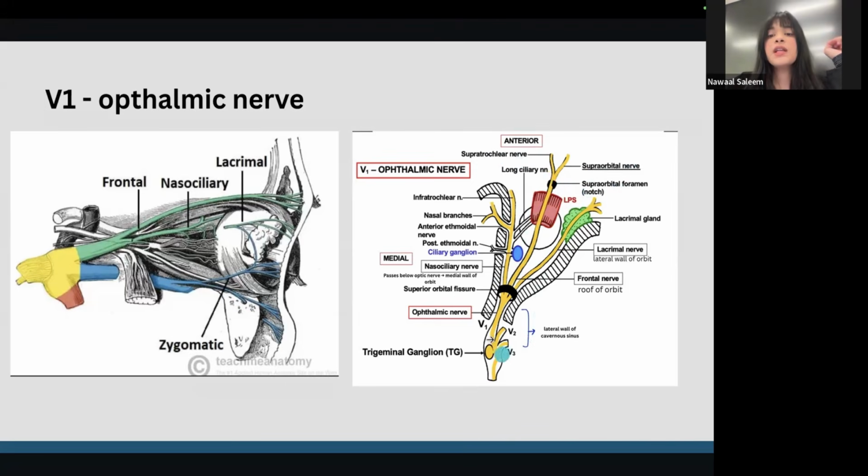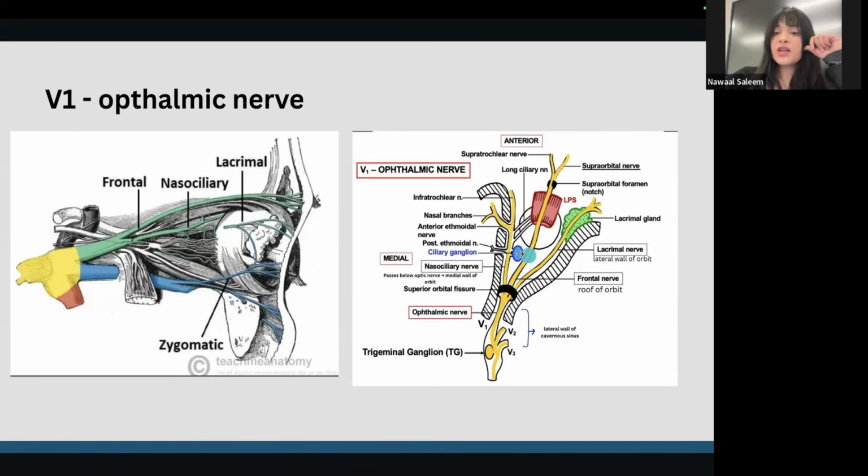Then you move on to the nasociliary nerve. This is the third one. This is the longest one. It goes through the superior orbital fissure. So V1 goes to the superior orbital fissure and divides into the nasociliary nerve. This passes below the optic nerve towards the medial wall of the orbit. So it's going like this. This is the eyeball, and this is the optic nerve over here. So the nasociliary nerve goes through the superior orbital fissure, then goes under the optic nerve and then to the medial side of the orbit.